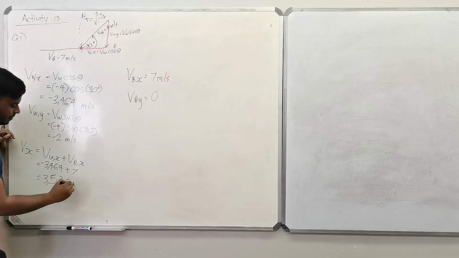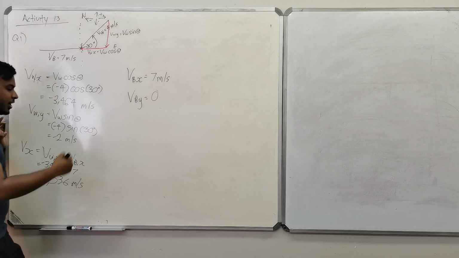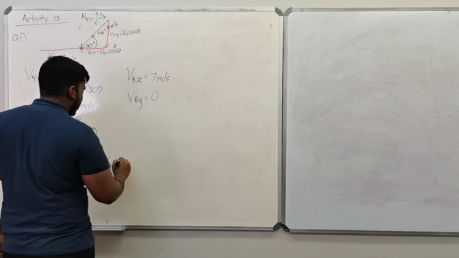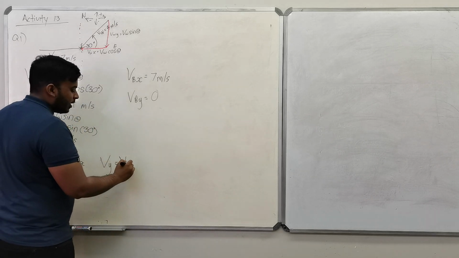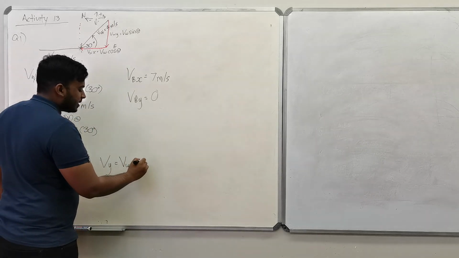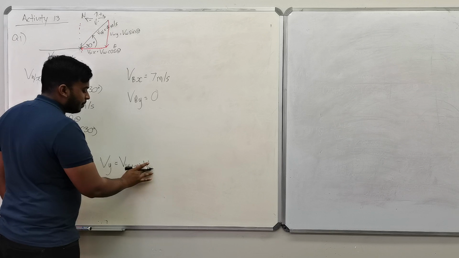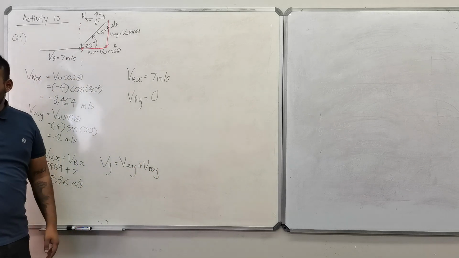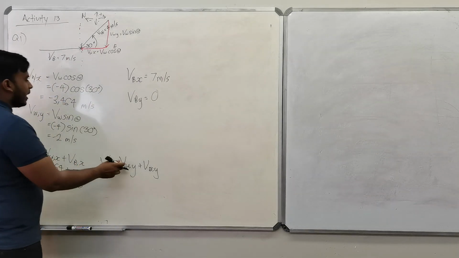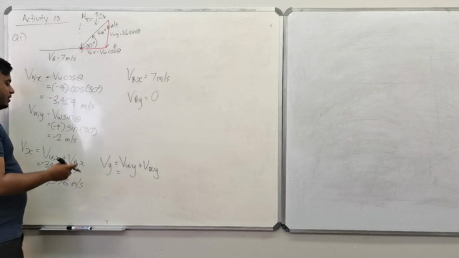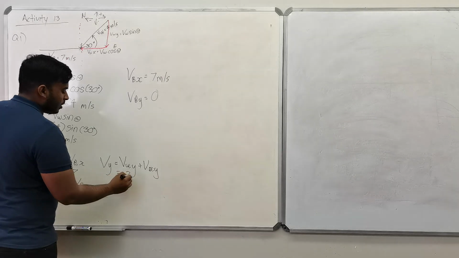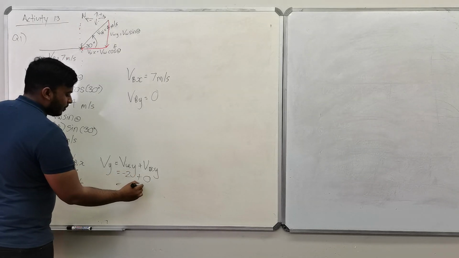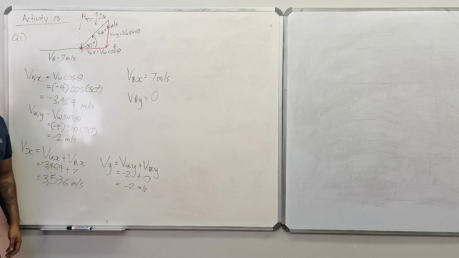3.536 meters per second. So now we're going to do the same thing for your y component. Velocity of y will be equal to the velocity of the wind along your y-axis plus the velocity of the bird along the y-axis. When you substitute your values, what would you get? Minus 2 plus 0, which is minus 2 meters per second.